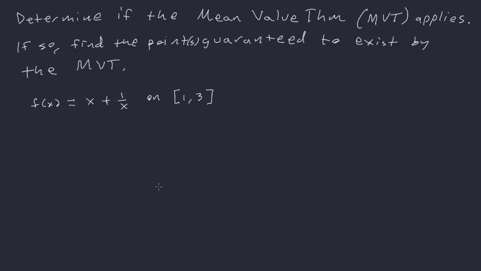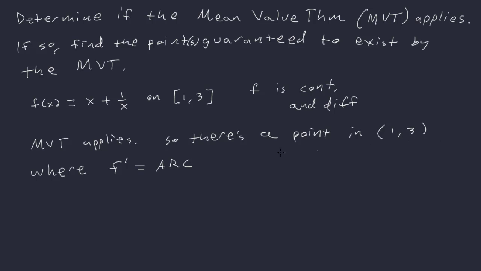All right, so next up, same problem. Let's see if the mean value theorem applies to x plus 1 over x on the interval 1 to 3. Note, 1 over x would give us problems around 0, but we're away from 0. So f is going to be continuous and differentiable on this interval. Right? So the mean value theorem applies. Okay, so there's a point in 1 to 3 open where f prime is equal to the average rate of change. So let's find that average rate of change.